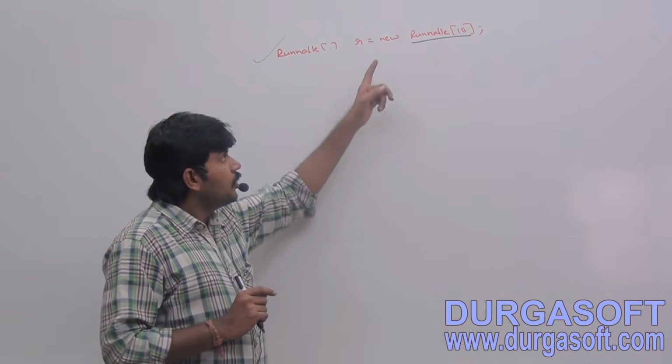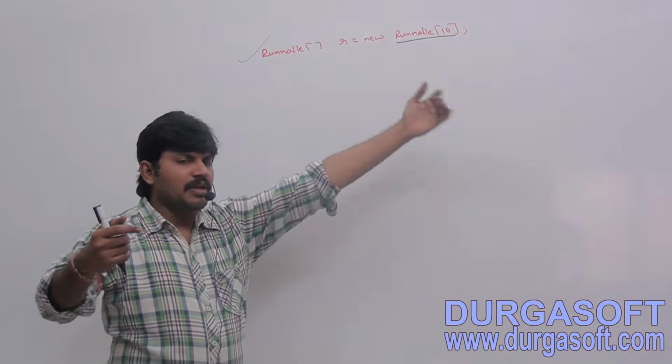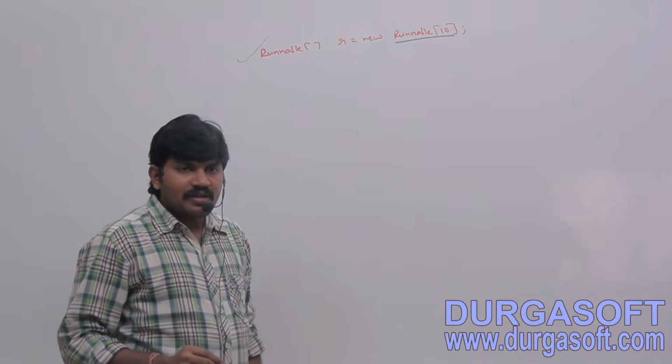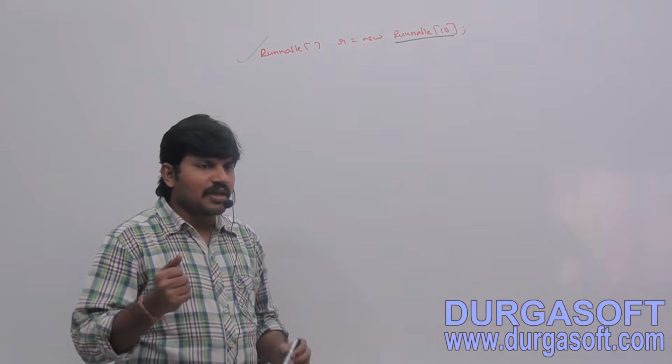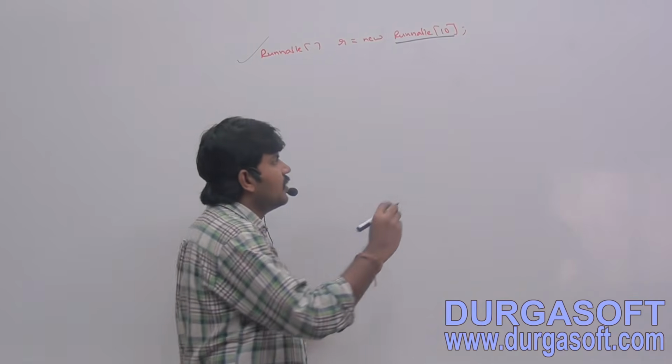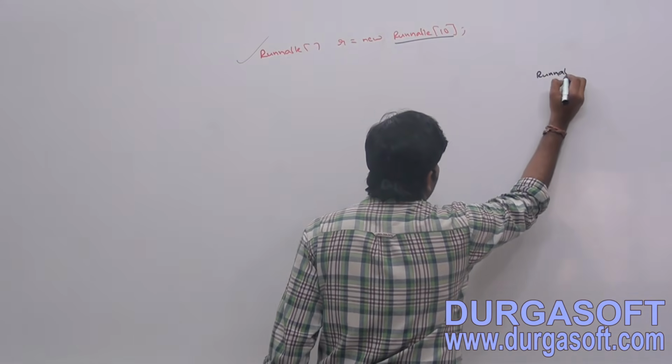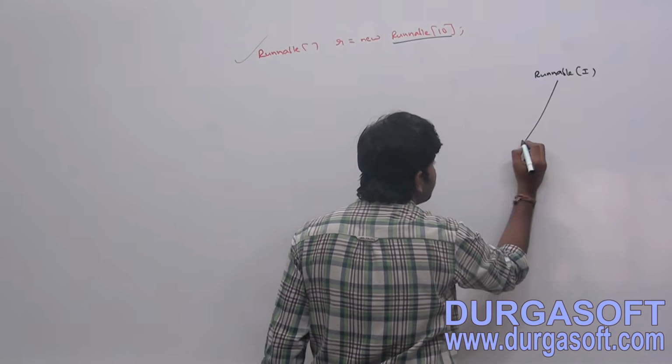So we created an interface type array object. Next one. Okay, you created a Runnable array, and in it you have to insert Runnable objects. But Runnable is an interface, so how can you create an object? That's why make sure you understand this one. For Runnable, can you tell what is the implementation class?